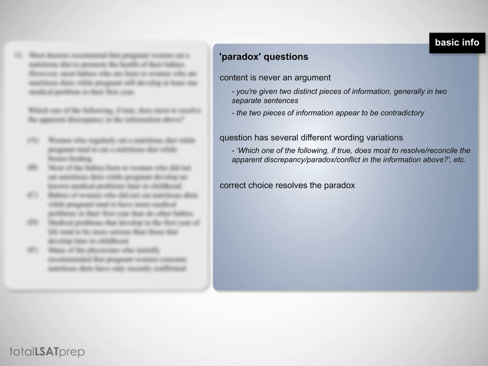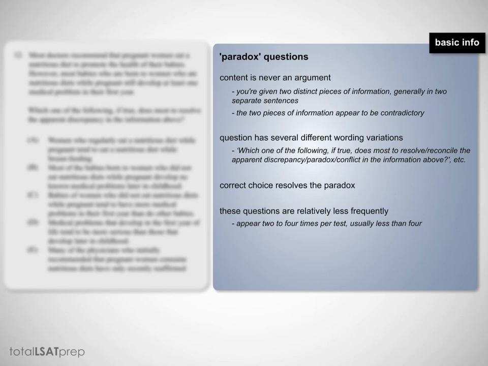The correct choice obviously resolves the paradox, and these questions are relatively less frequent. They appear about 2 to 4 times per test, usually less than 4. So they're not quite as frequent as the weaken, strengthen, or principle questions, but they're not terribly rare either.